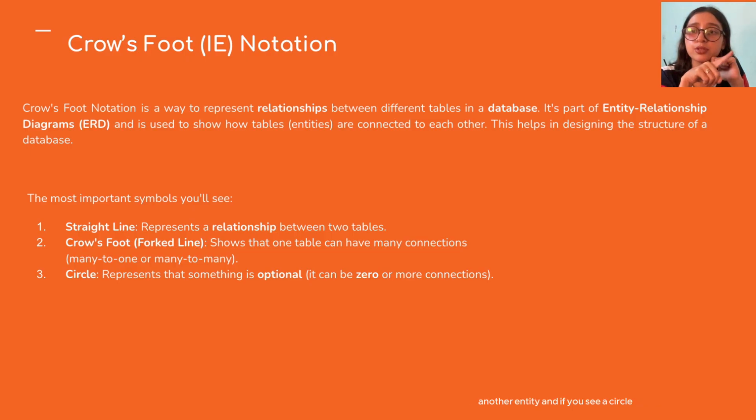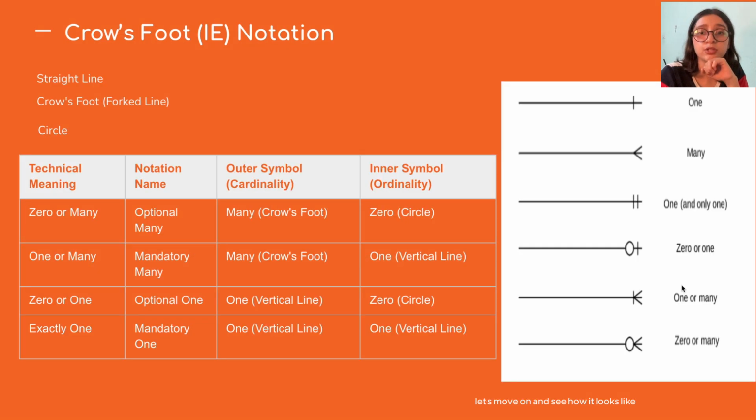And if you see a circle, that means optional. As previously, if you remember, the relationship between employee and project. An employee can be assigned to a project or not. It's optional, right? So in that case, what would we do? We would assign a 0 on the straight line. So that's the crow's foot notation for you. Let's move on and see how it looks.